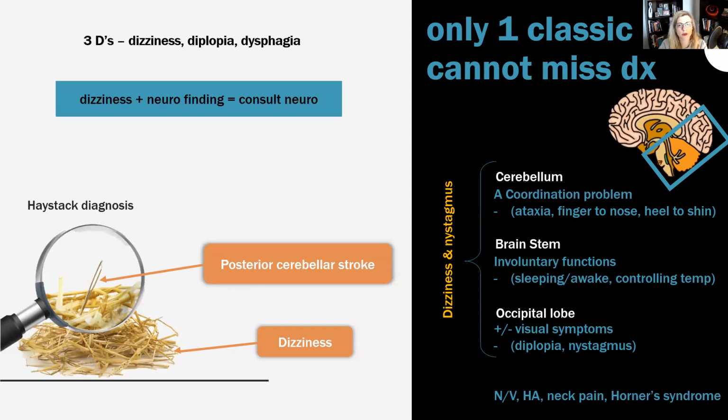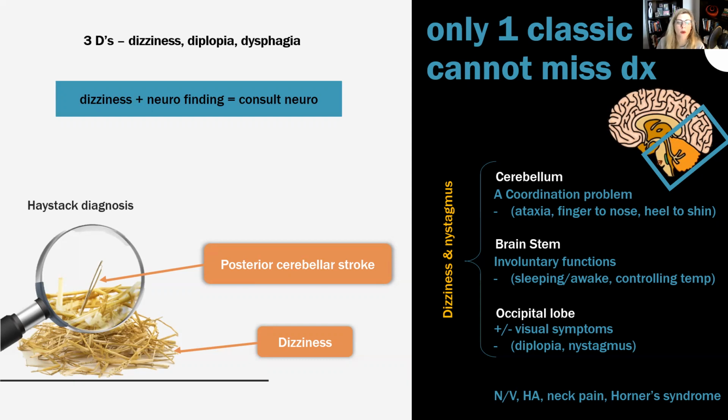We kind of refer to this as a haystack diagnosis, because if the straw in the haystack is every different kind of cause of dizziness, the needle in the haystack is going to be the posterior stroke. And it happens just about as infrequently as a needle in a haystack. And it's also just as hard to find. So that said, you still need to know about it, and you still need to have your appropriate documentation to prove that you've thought about this diagnosis.